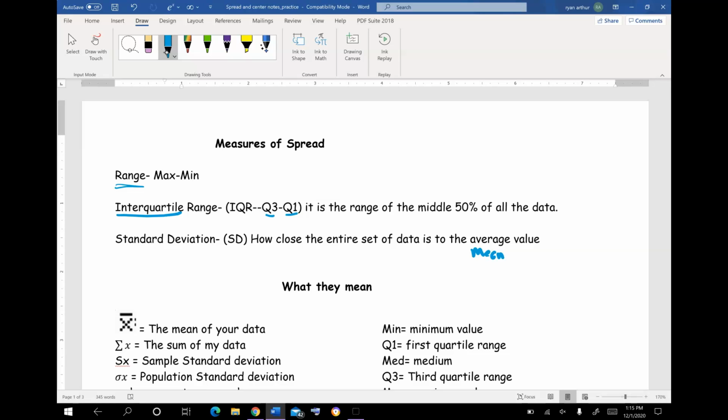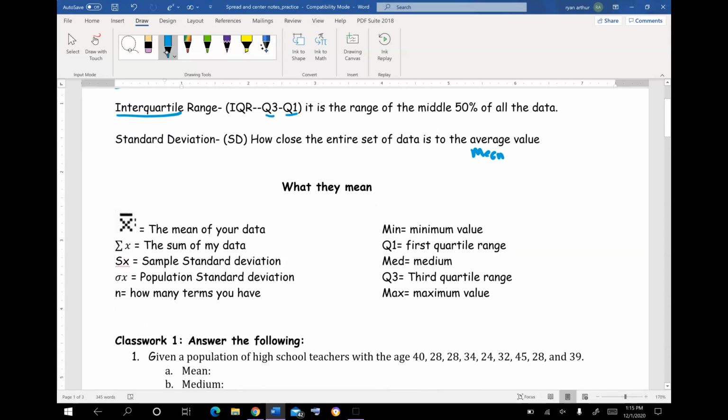Okay. All right. Now, these are what they look like, especially if you were doing it in a calculator. But we're not. But I just want to still show it to you. So X with a line over it means the mean. This big E means sum, and it's saying the sum of your data. S of X is sample standard deviation. Remember, sample is not the whole thing, and population is the whole thing. And that is population standard deviation. N is how many terms you've had, and we've gone over these already.